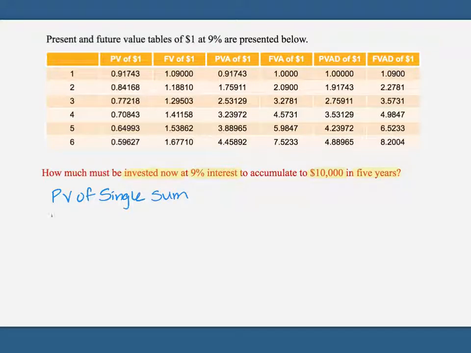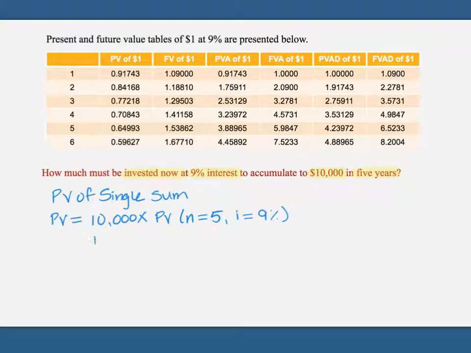So to find the present value, we take the $10,000 future amount and multiply it by the present value of $1 factor, and we need to know the periods and interest for that. So the number of periods is given in the problem, 5 years, n equals 5. Interest is also given, 9%. So we look at our table up here above. 5 is our number of periods. It's showing 9% for all of these factors. So we look at the present value of $1 is 0.64993.